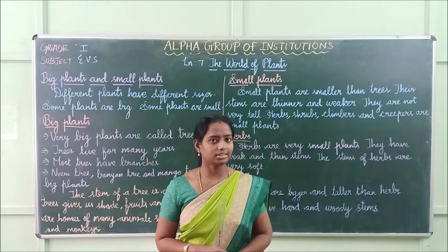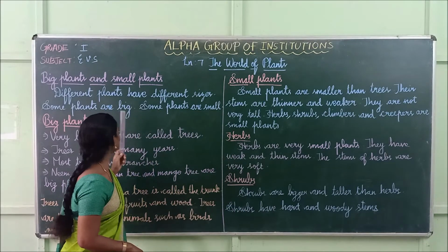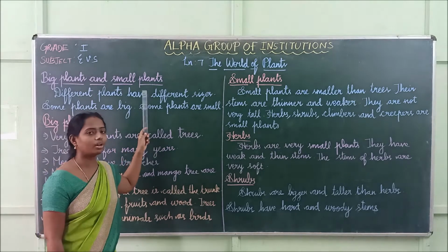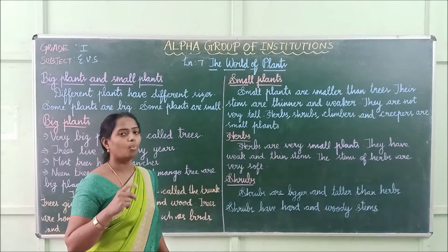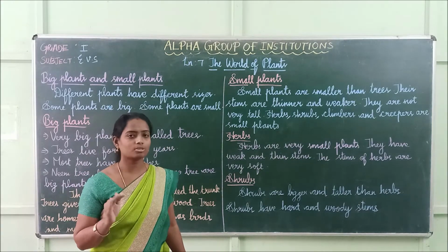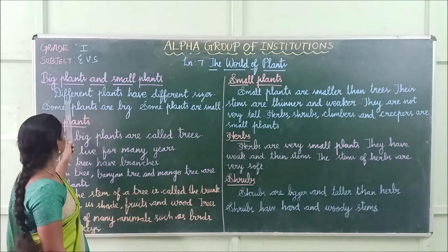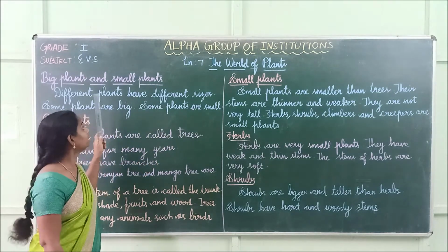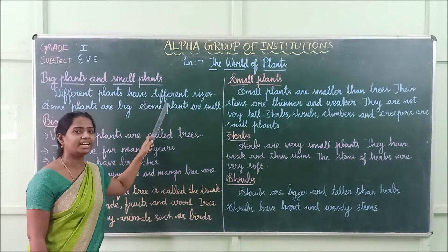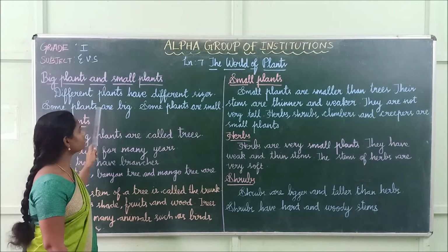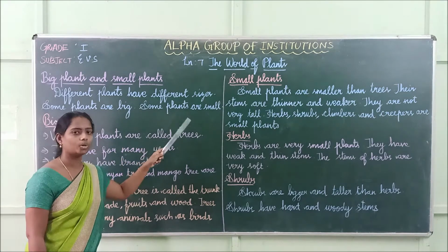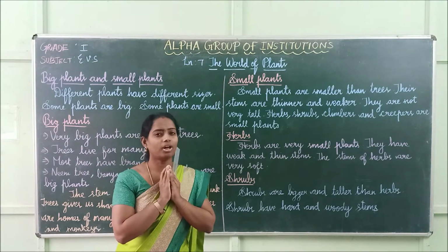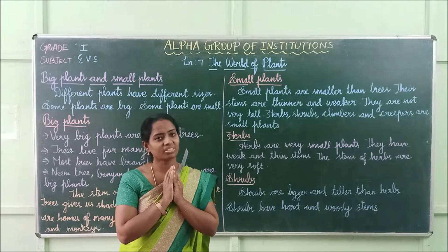Okay, children, shall we start to see what is the first heading? Big plants and small plants. Plants are classified into two different types: one is big plants and another is small plants. Different plants have different sizes, isn't it, children? Yes, different plants have different sizes. Some plants are big in size, some plants are very small in size. That only we are going to see in this chapter.